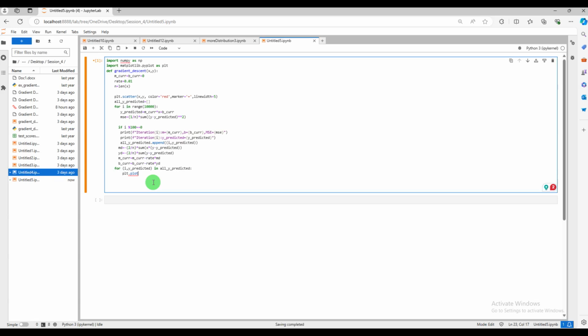plt.plot x, y predicted, label, iteration i. Okay.